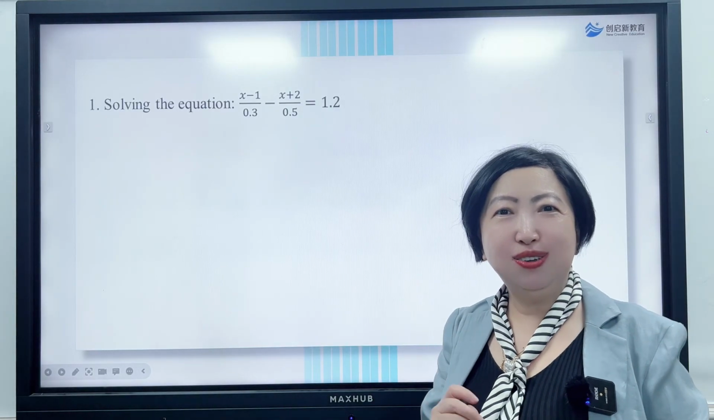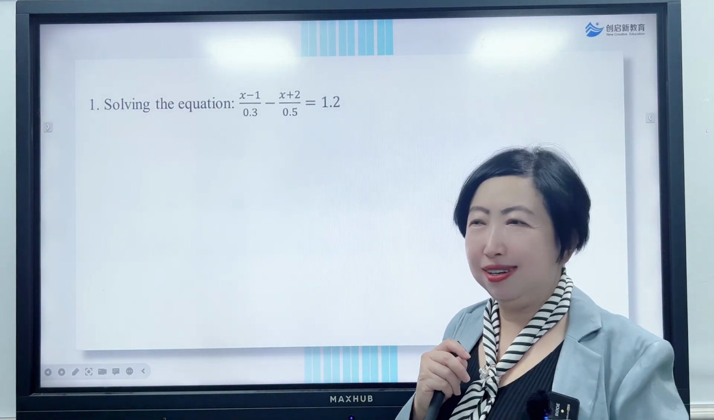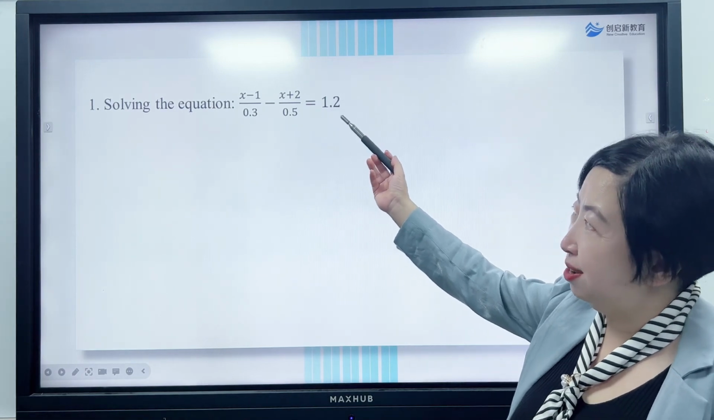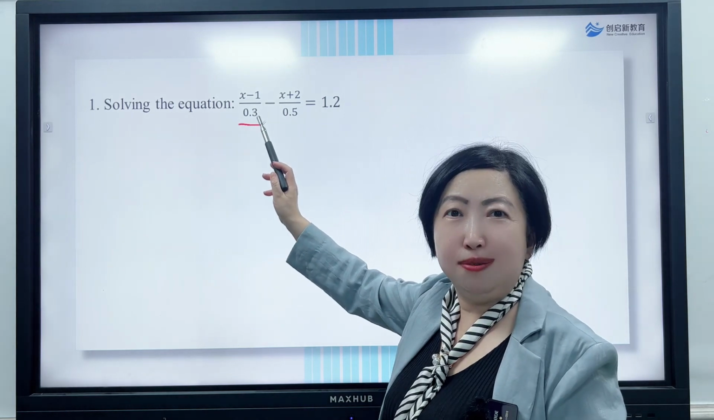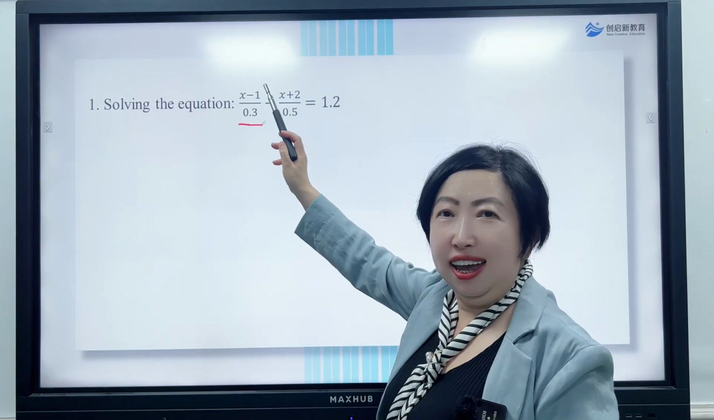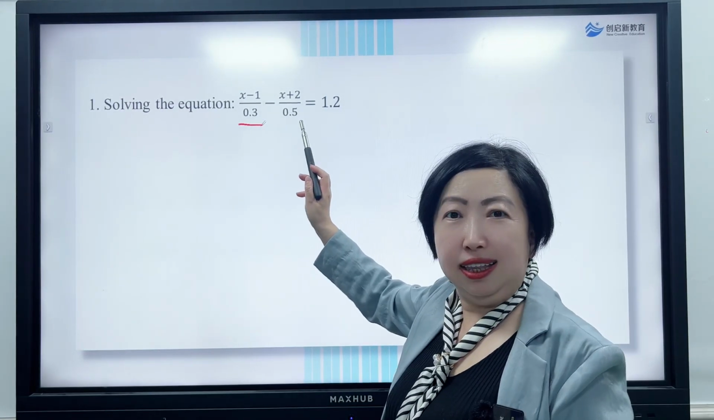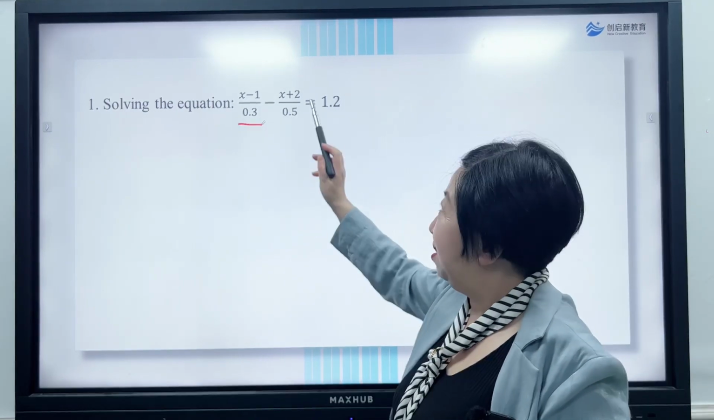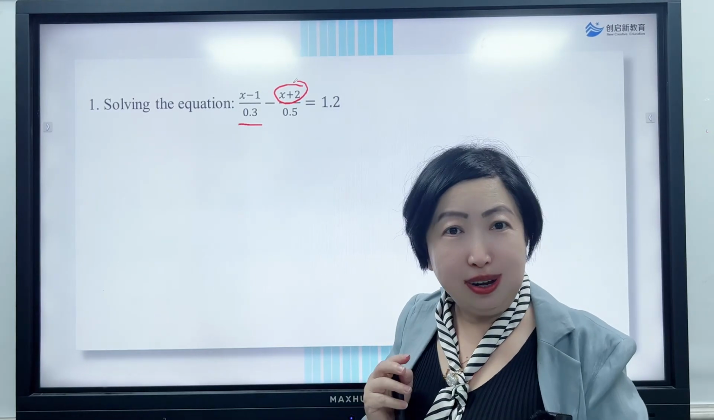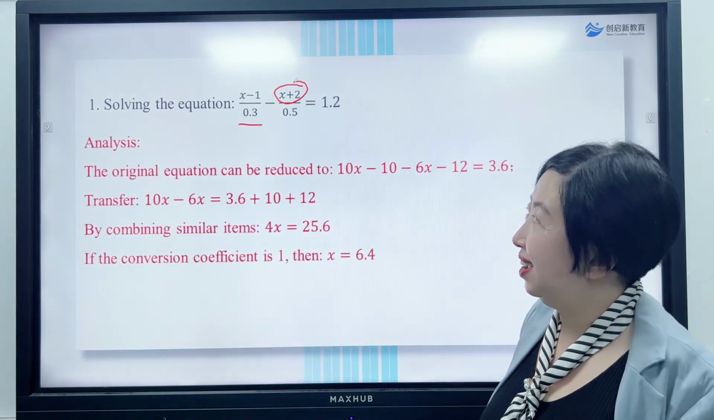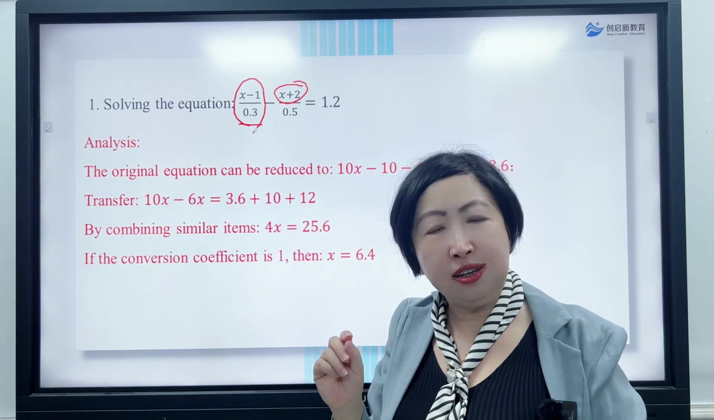Everyone, let's go on to learn equations. Let's learn some interesting examples. For example, solving the equation: (x minus 1) over 0.3, minus (x plus 2) over 0.5, equals 1.2. What is x?